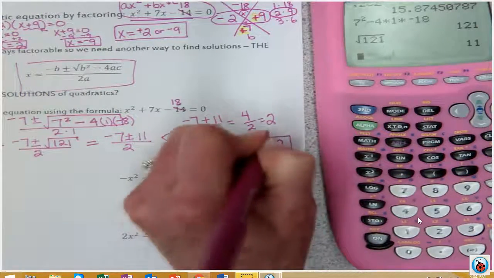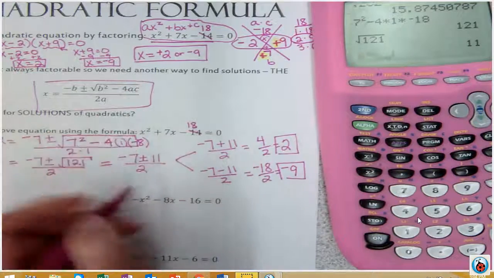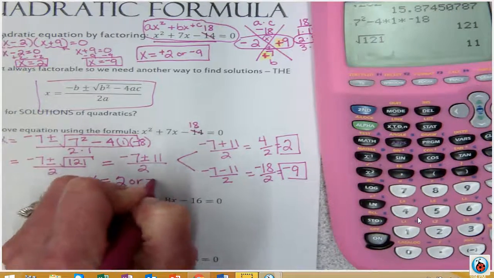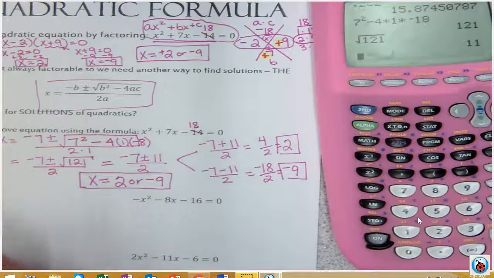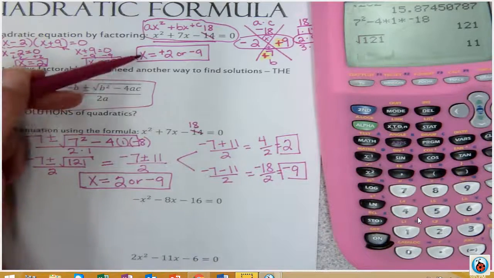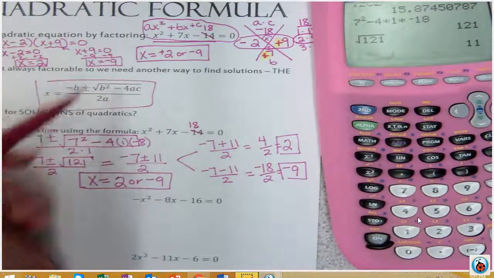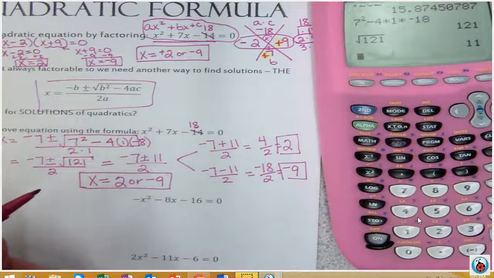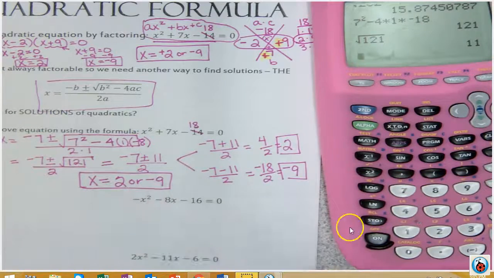So we get the same answers both ways. This is the same answer, so my x will equal 2 or negative 9. It's the same as we got up here. This is just two different ways of working out the same problem. Now, you can use either way to work out a trinomial. However, sometimes you're not going to get nice whole numbers.